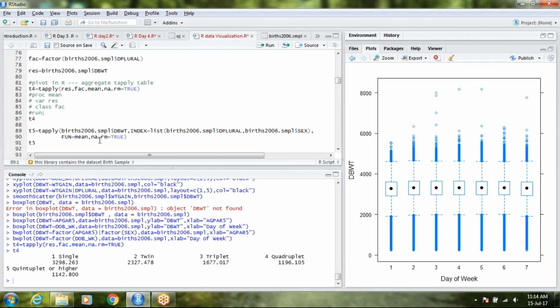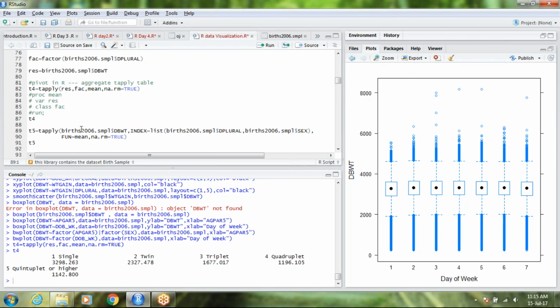Now let's say I want to add a few more levels to my tapply function, or make a pivot a bit more complex or more explanatory. So what I can do is add a few lists to it. As I told earlier, this would be my variable with which I want to make changes.